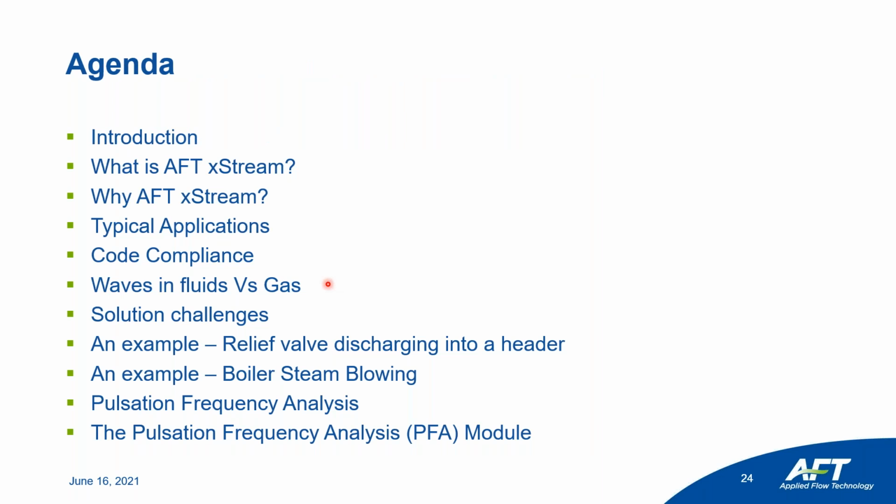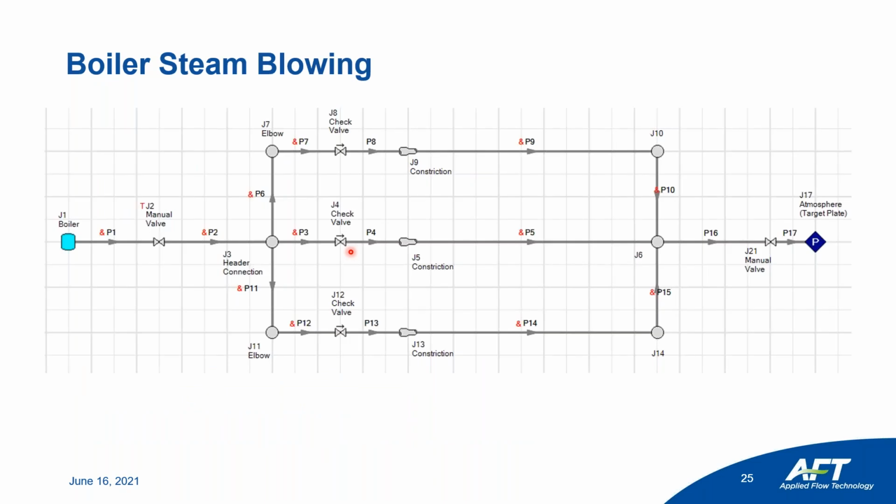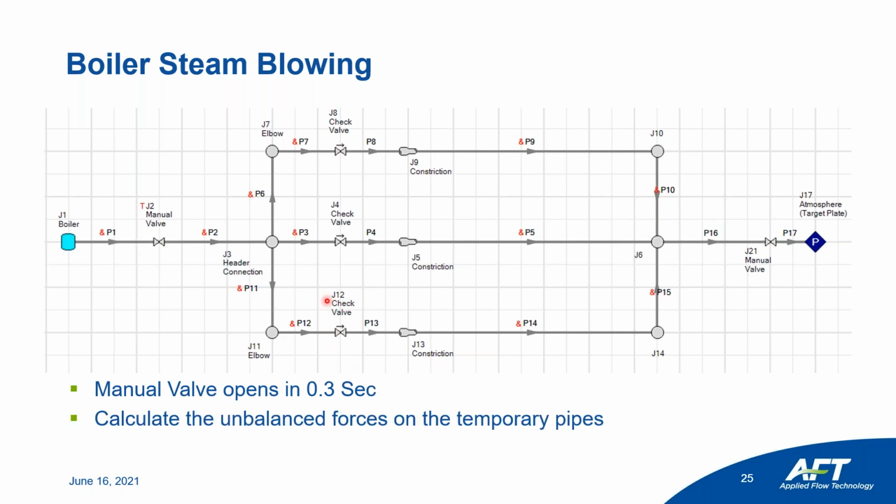So now let's move on to another example, a boiler steam blower. Here we have a boiler, we have the valve used to flush the system and clean it. We have the connecting temporary pipes P16, P17, and P17 discharges to atmosphere. The valve opens in 0.3 seconds, and we want to calculate the imbalance forces in the temporary pipes so we can design the supports accordingly to handle these forces.